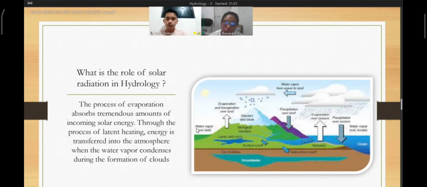So, what is the role of radiation in hydrology? The process of evaporation absorbs a tremendous amount of incoming solar energy through the process of latent heating, and energy is transferred into the atmosphere when the water vapor condenses during the formation of clouds.